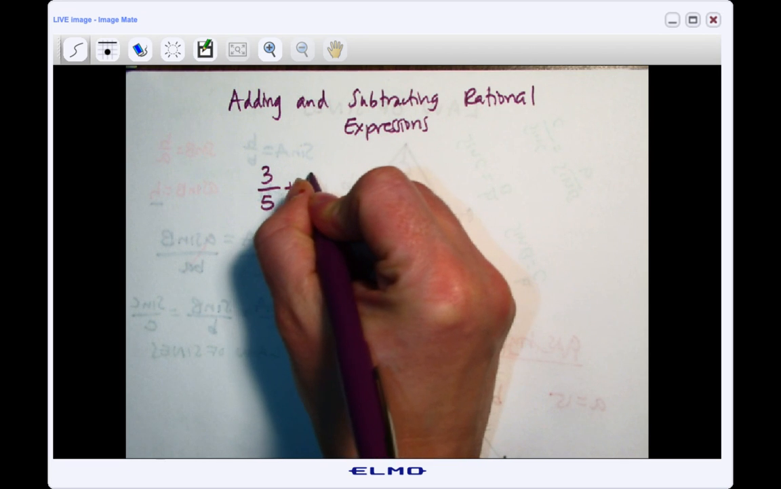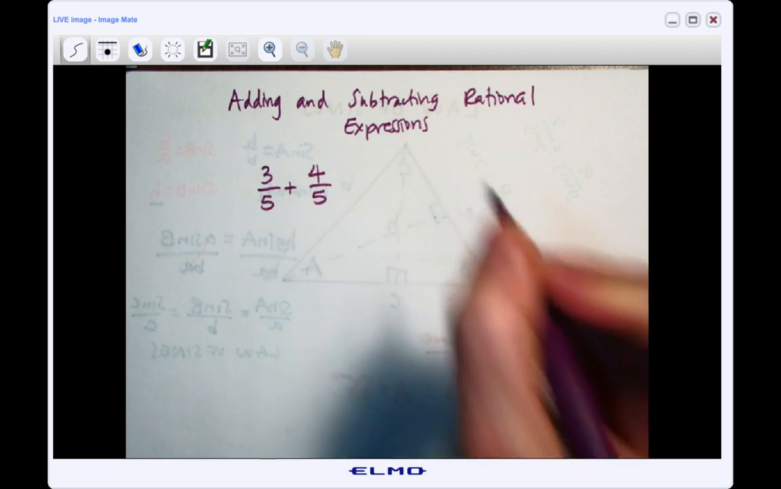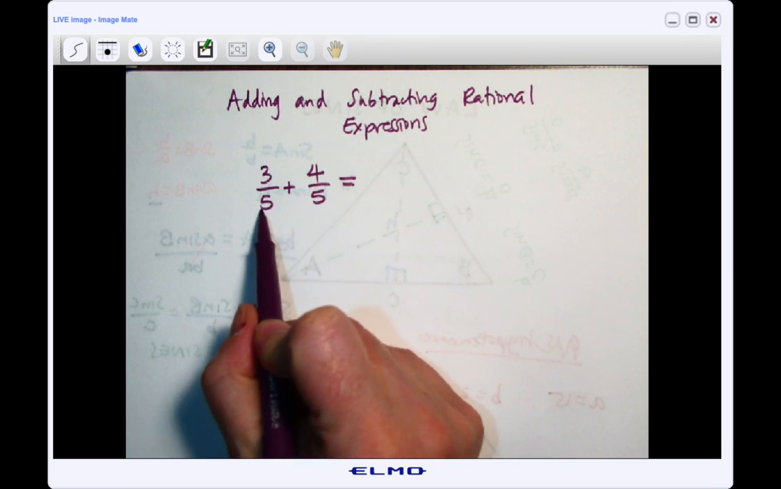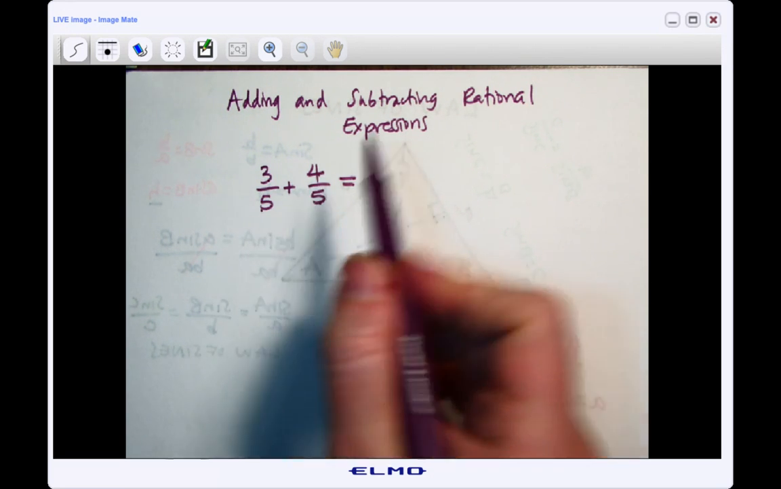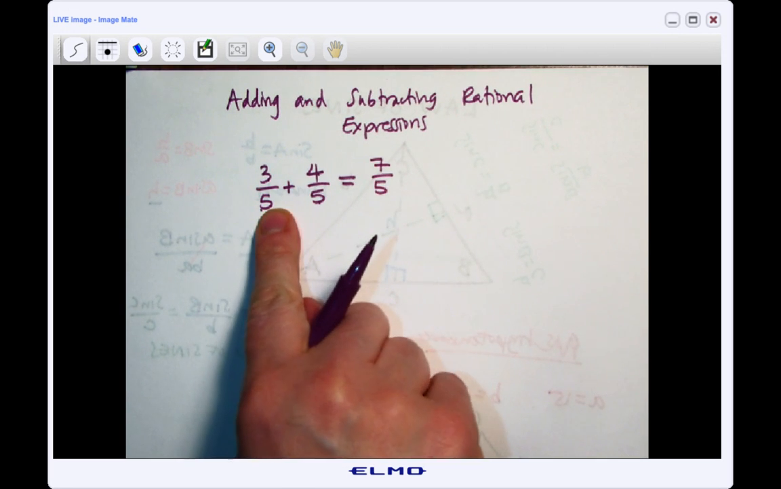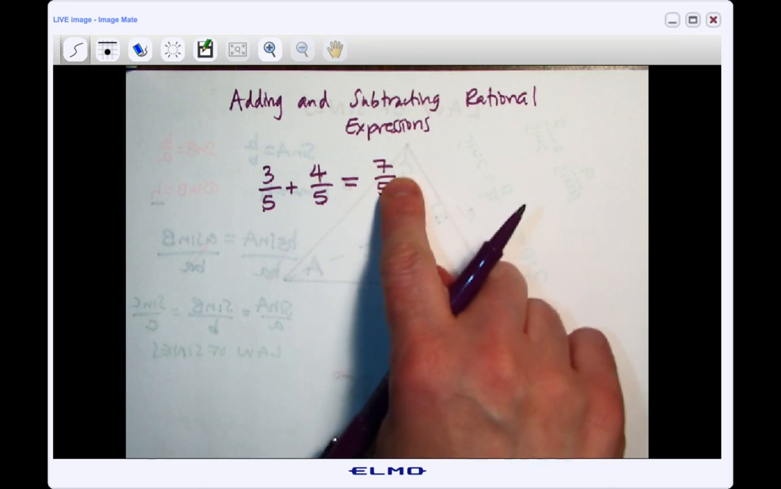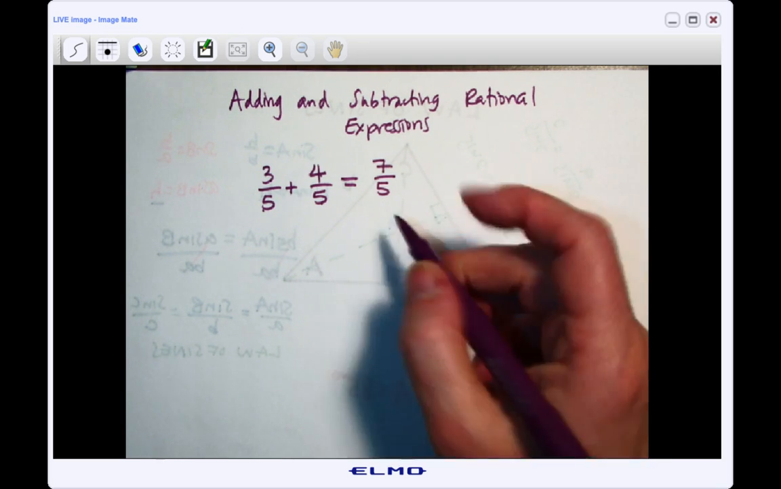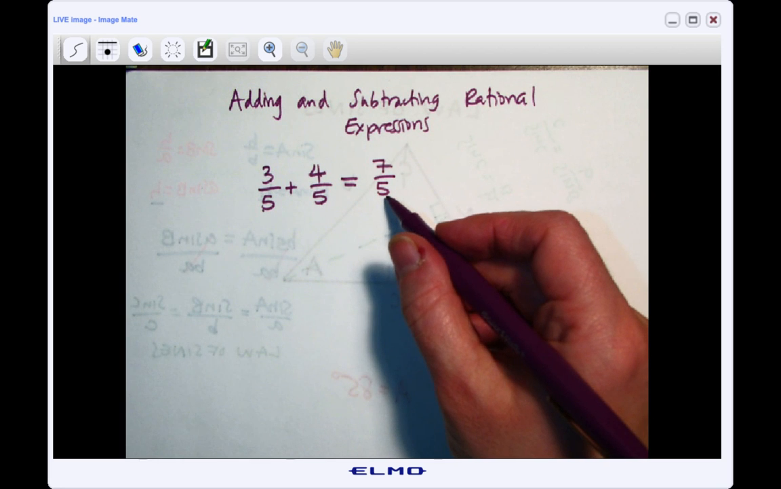If I had 3/5 plus 4/5, hopefully everybody remembers that when you add fractions, if they have the same denominators, then you simply add the tops together. This is 7/5. So this is like having 3/5 of a pizza and 4/5 of a pizza. So altogether you'd have 7/5 of a pizza, right? Seven pieces of something cut into fifths.